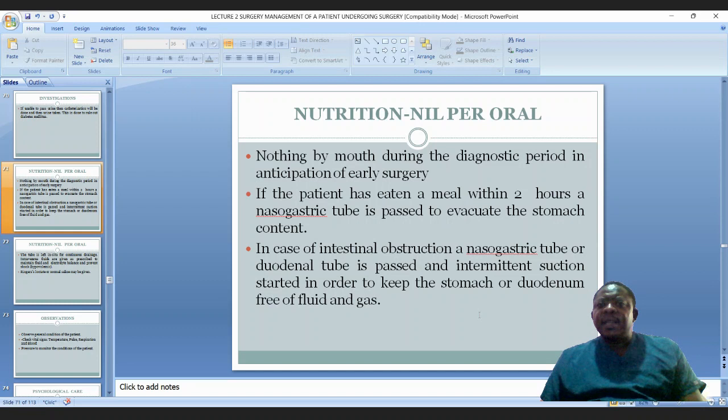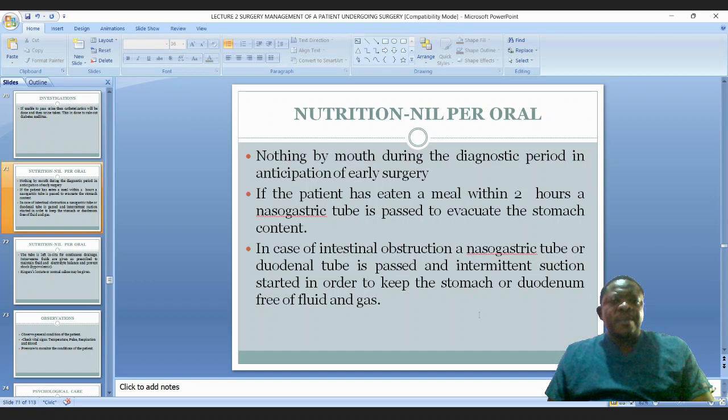Okay, this is in anticipation for surgery. If the patient had eaten anything within 2 hours, then a nasogastric tube should be passed to evacuate the stomach content. If the patient ate less than 2 hours ago, there's risk of paralytic ileus, and there is risk of the patient vomiting on the theater table, bringing about contamination.